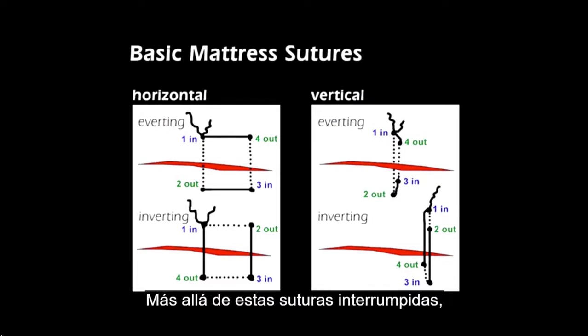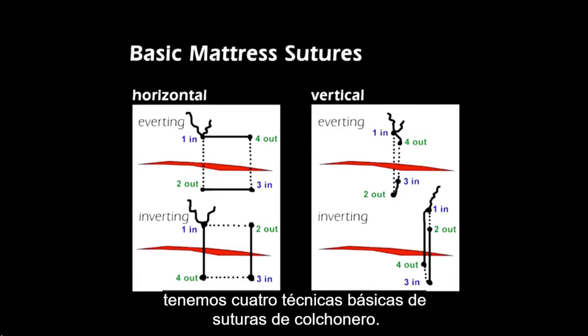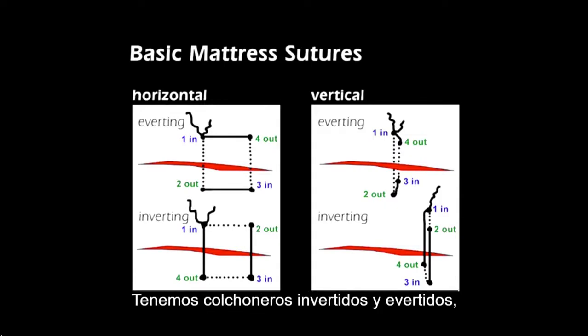Beyond these interrupted sutures, we have 4 basic techniques of mattress sutures. We have inverting and everting mattresses and horizontal and vertical ones. Between these, you have many forms in between. These are just the basic techniques.